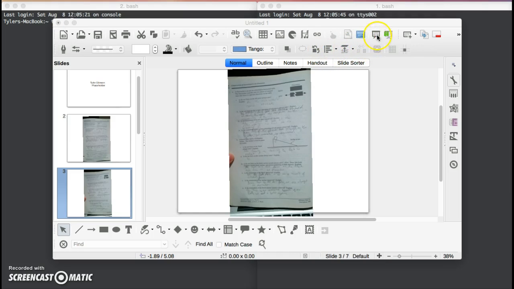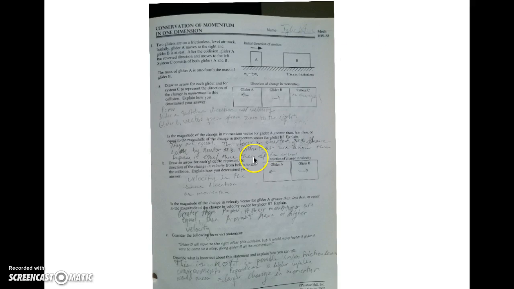Is the magnitude of the change in momentum vector for glider A greater than, less than, or equal to the magnitude of the change in momentum vector for glider B? About that, I had to check my answer. It felt wrong for a moment there. Anyway, so the magnitudes are equal. The impulse exerted is the same on either block. Therefore, the change in momentum is opposite but equal.